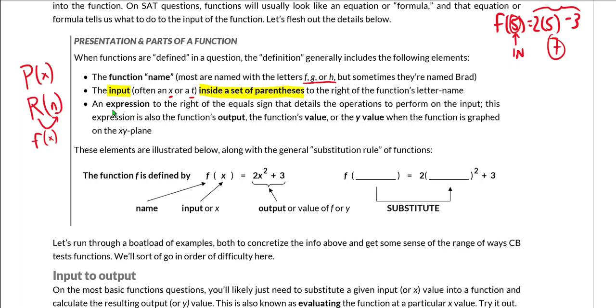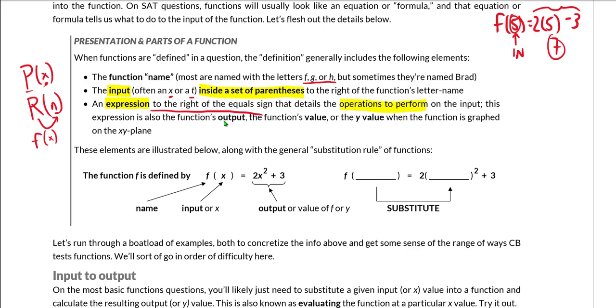In terms of what is to the right of the equal sign, so again, we'll have f of x or r of n or p of x to the left. That will obviously, again, include the function name and the input. But to the right of the equal sign, we will have the expression that contains those directions that we just talked about, the operations to perform on that input that we're going to throw into the function.